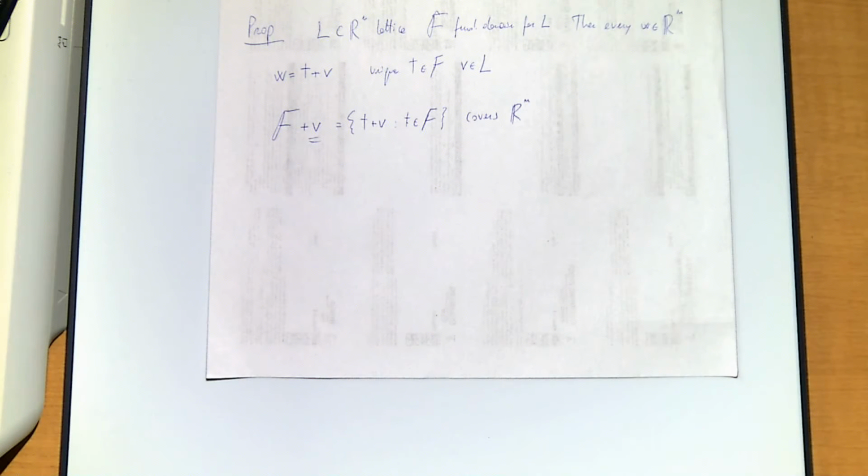The first notion is that we have bases, right? You can get from one basis to another one, and then you have the fundamental domain, and you can shift it around and cover the space.